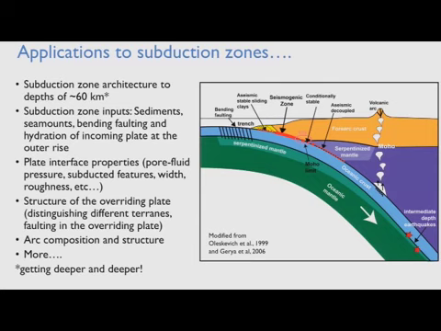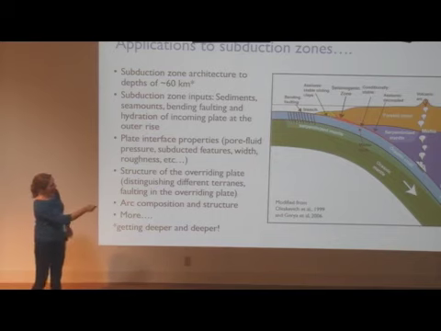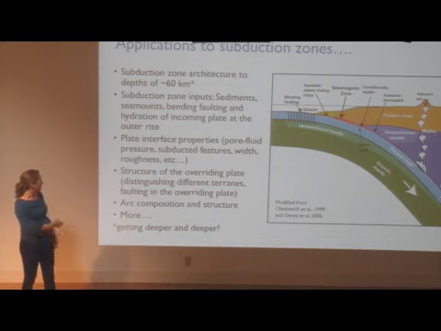We can quantify some of the inputs: the thickness of subducting sediment, the incoming plate, how it's deformed at the outer rise, how it may be hydrated. We can look in detail at the properties of the plate boundary, including how wide the cumulative deformation zone might be, changes in pore fluid pressure with depth, and where subducted features are that might be important for controlling behavior.